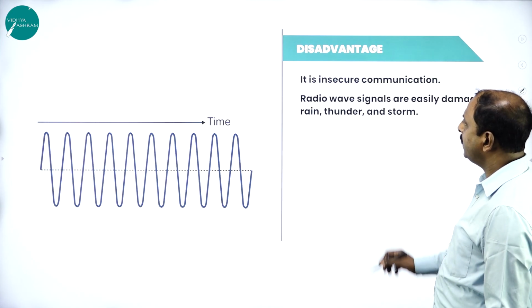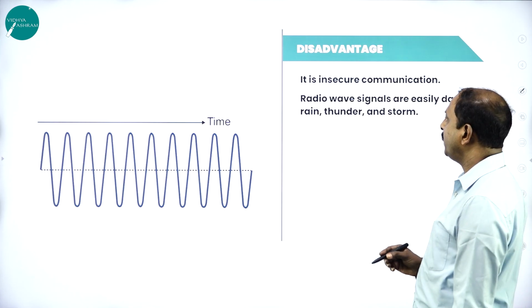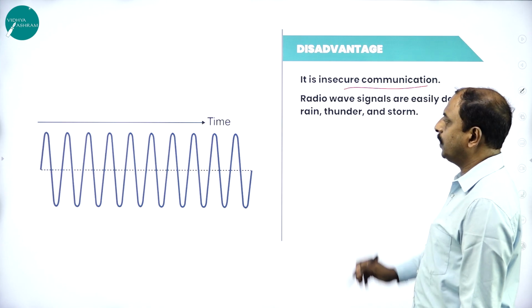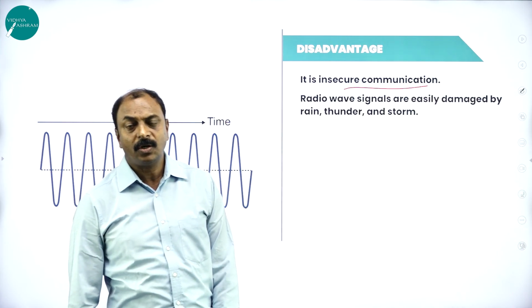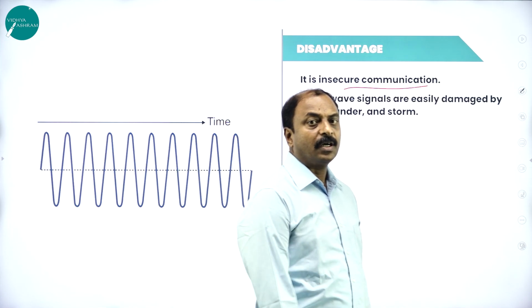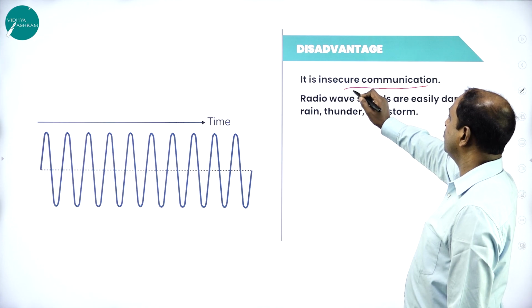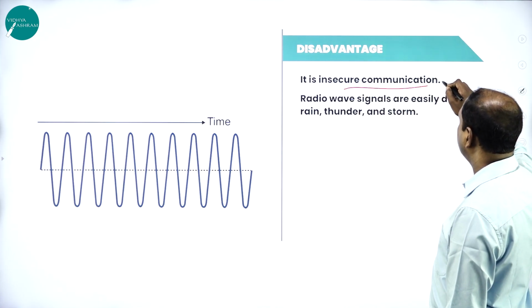Now in the next slide, look at the disadvantages. What is the disadvantage of radio wave? It is insecure communication. What is the meaning of insecure? There is no guarantee, and there are chances of deviation or crosstalk. Many problems will be there. That is why it is insecure. The security is very low here.